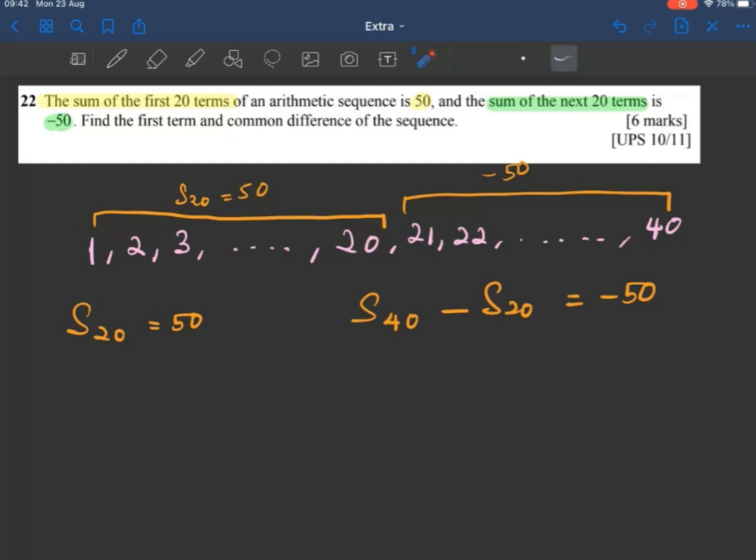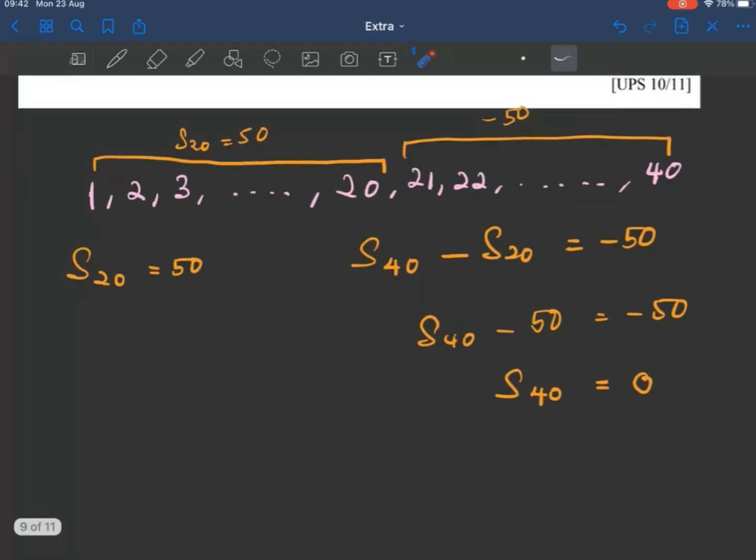So S40 minus S20 we will get equals to negative 50, and we already know that S20 is equals to 50. So we have S40 minus 50 equals to negative 50, and then you will end up with S40 equals to 0. Okay, janganlah macam betul ke ada ke sum jadi 0. Tak ada masalah sebab maybe lah term kita ialah negatif dekat situ. Ini bukan nth term kamu.